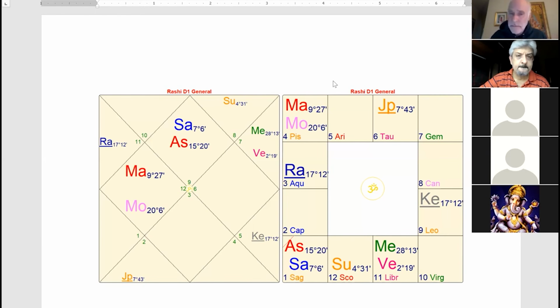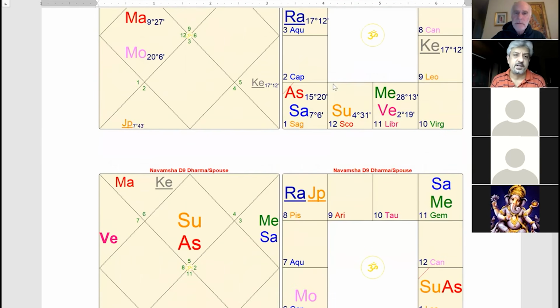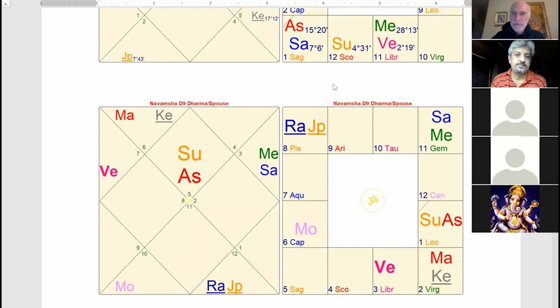What's the source of strength for the sun? It's in Pushkar Navamsha. It's in Leo in the Navamsha. That's correct. It goes to its own sign in Navamsha, as you can see here. Right?